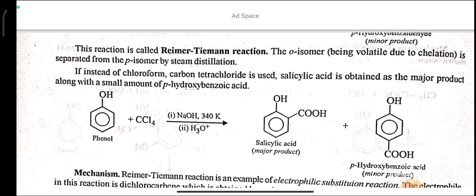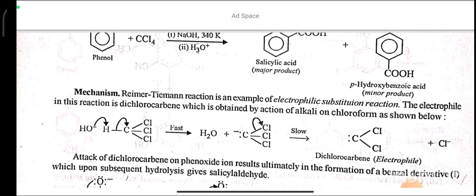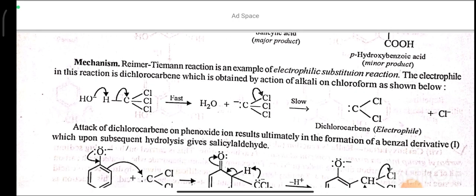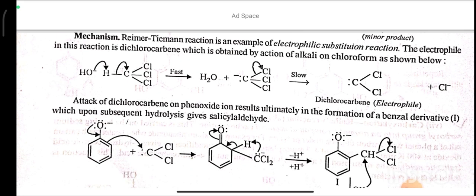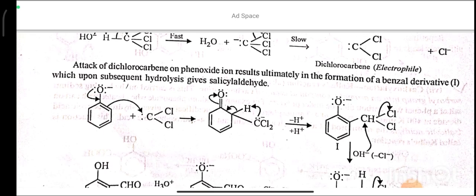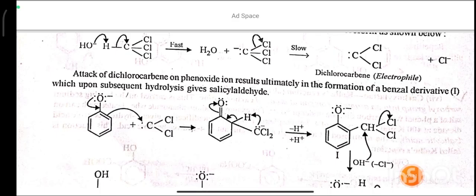If instead of chloroform carbon tetrachloride is used, salicylic acid is obtained as the major product along with a small amount of para-hydroxybenzoic acid. Mechanism. The Reimer-Tiemann reaction is an example of electrophilic substitution reaction. The electrophile in this reaction is dichlorocarbene, which is obtained by action of alkali on the chloroform. Attack of dichlorocarbene on phenoxide ion results ultimately in the formation of a benzyl derivative, which upon subsequent hydrolysis gives salicylaldehyde.